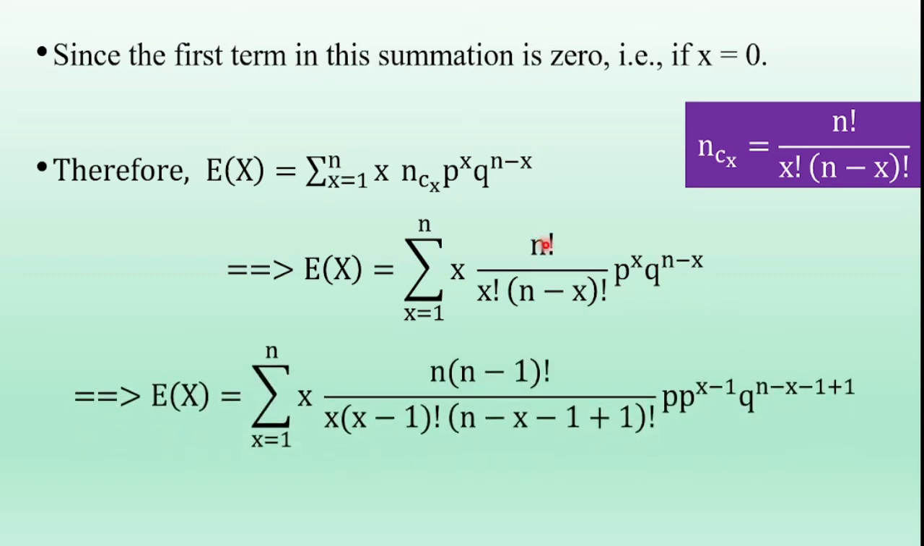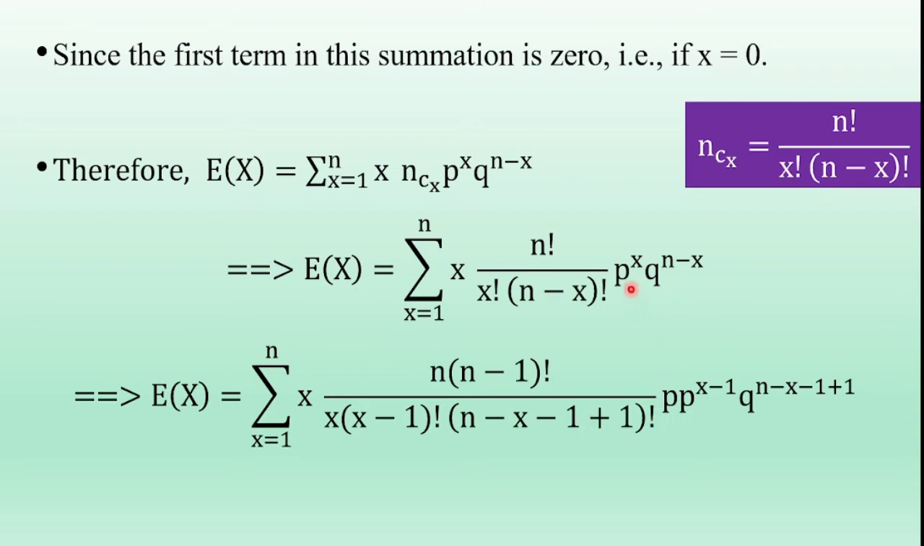N factorial is written as n into (n minus 1) factorial. X factorial is written as x into (x minus 1) factorial. Now in the term (n minus x) factorial, by adding and subtracting 1, we have n minus x minus 1 plus 1. The minus 1 and plus 1 cancel, so we get this term.